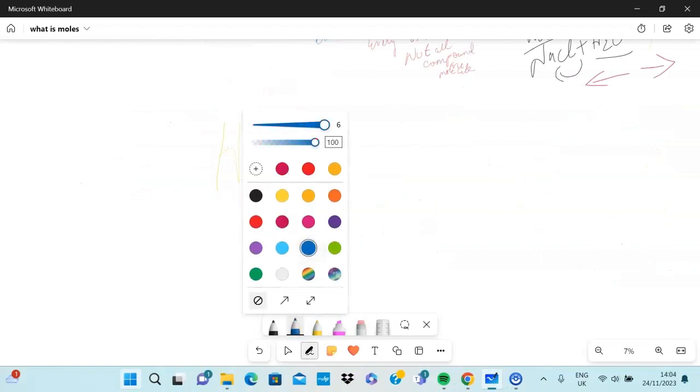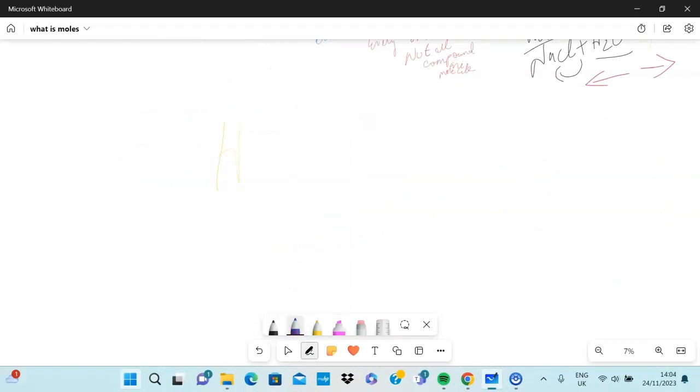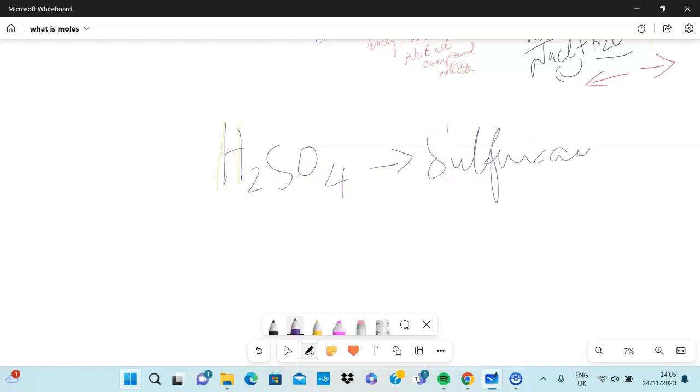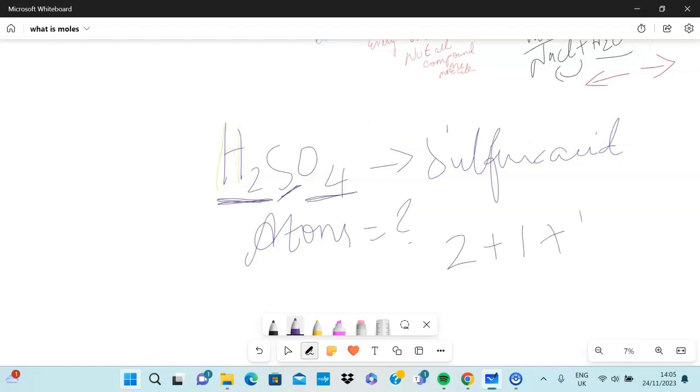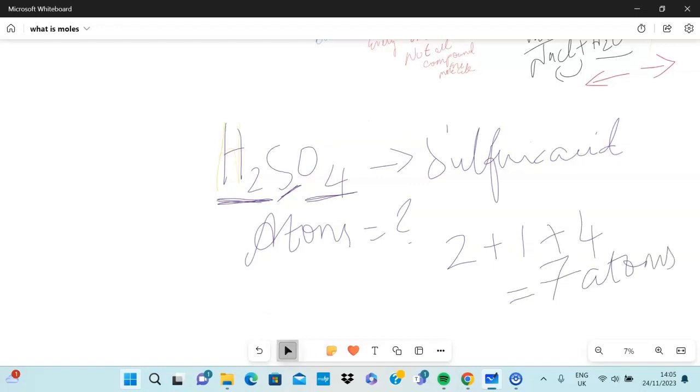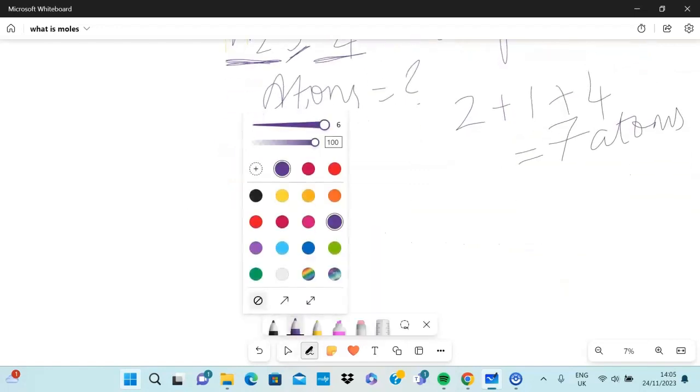Let's say you're given a compound. Now we know the difference between compounds. Let's say you're given H2SO4. Very familiar. This is sulfuric acid. You're given this and they're asking you how many atoms are there? It's not that hard. You just count it straightforward. I have two hydrogens, so that is two, one sulfur, so that is one, and four oxygen, so that is four. In total, that is 7 atoms. Very, very straightforward. It's the most basic things that you get confused with.